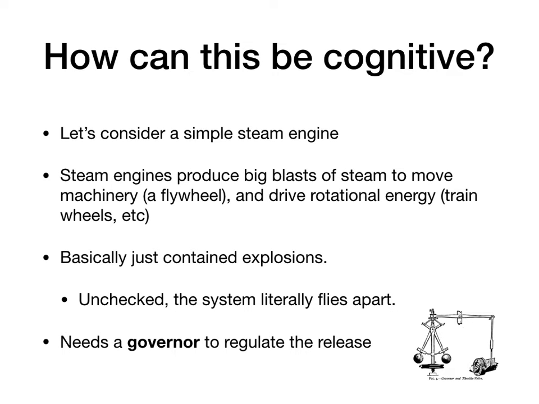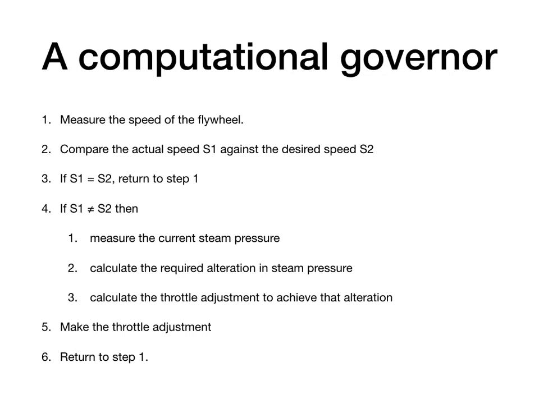Let's try that computationally first, according to our old model, the physical symbol system hypothesis. A computational governor might do this: measure the speed of the flywheel, right, and keep track of that information. Compare that to the actual speed that you see against some desired speed you have set. So if those two are equal, fine. We don't have to take any action, return to step one.